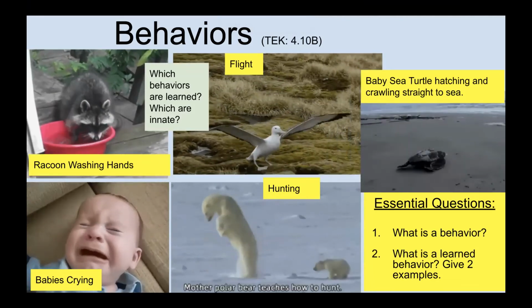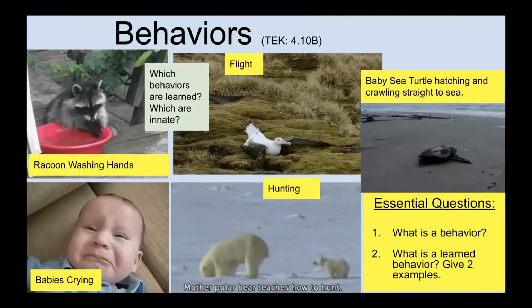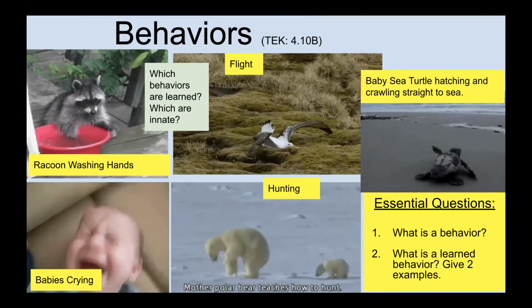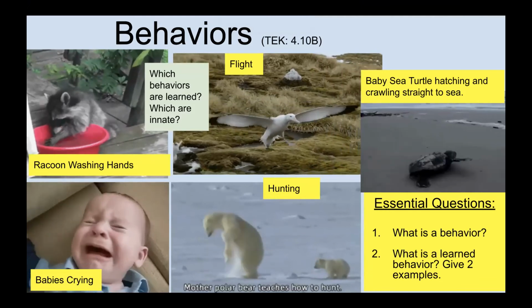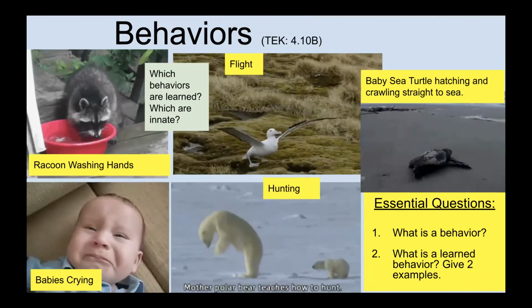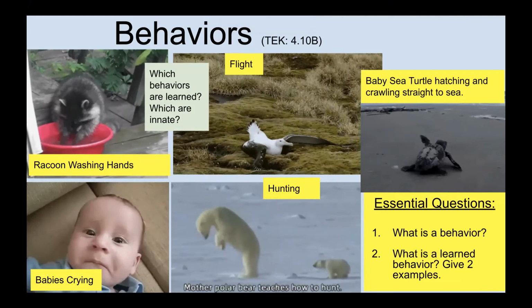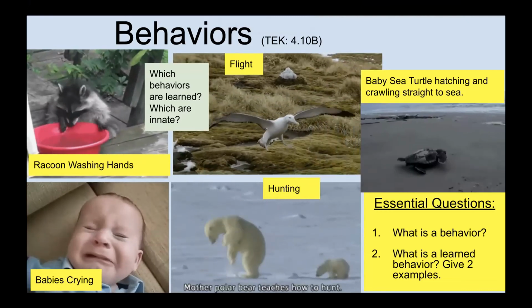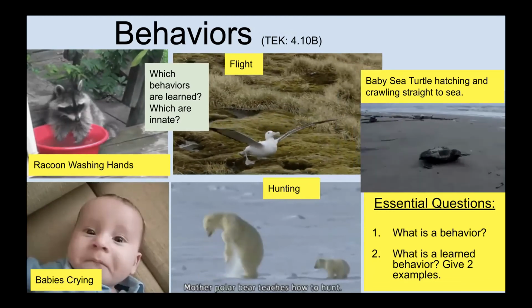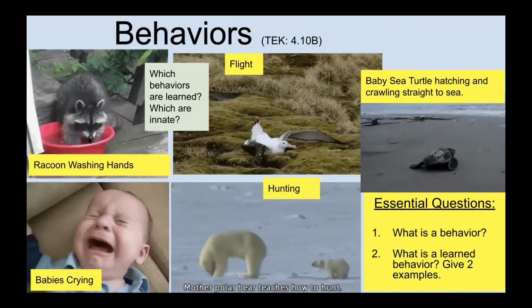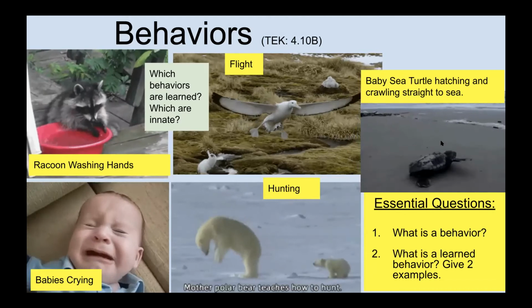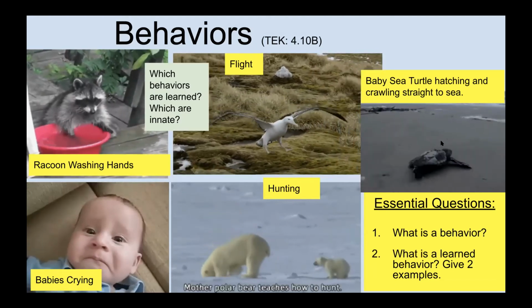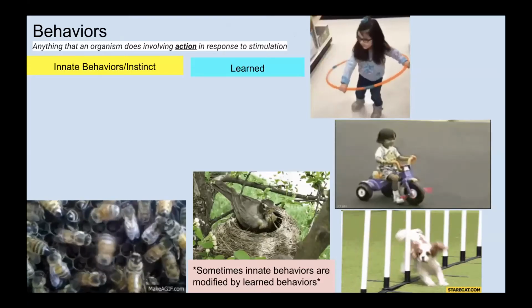And just to review, a behavior is anything that an organism does involving an action in response to a stimulation. And again, we know that there are 2 main types of behaviors. We have those behaviors that are learned, that had to be taught, and then we have those behaviors that are innate or come naturally to an animal. So hopefully you guys were able to make a couple of predictions as to where these behaviors fall. Now I'm going to show you guys some other examples.